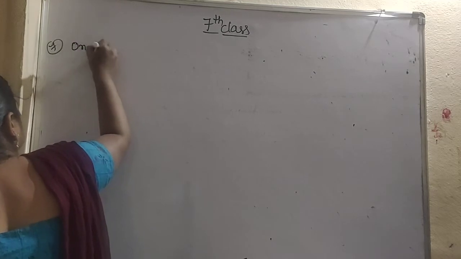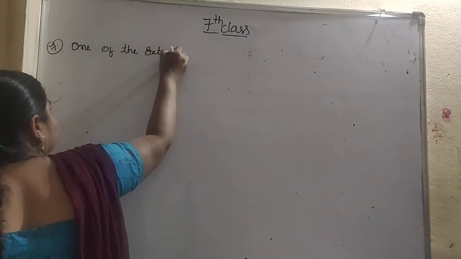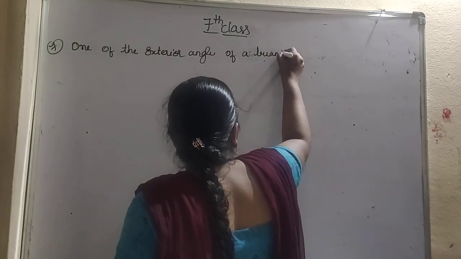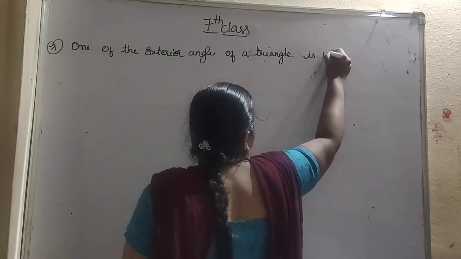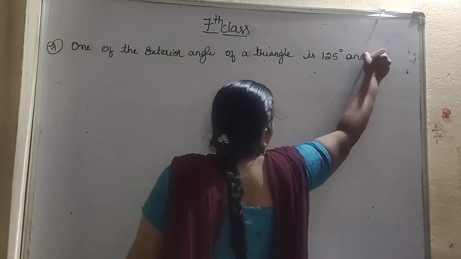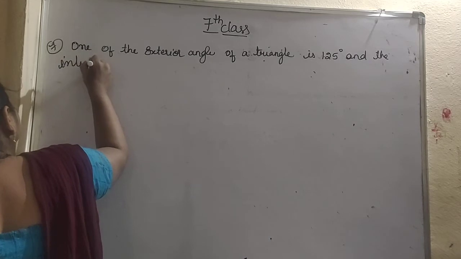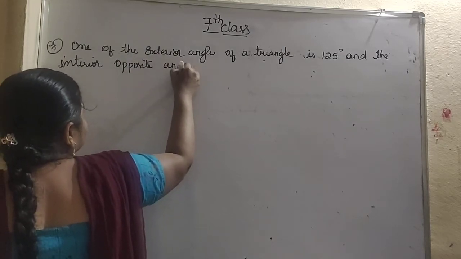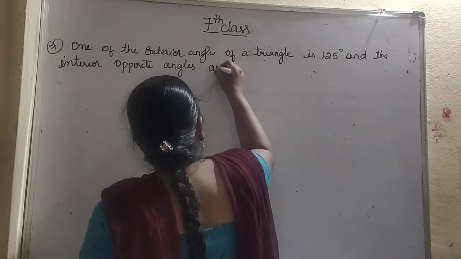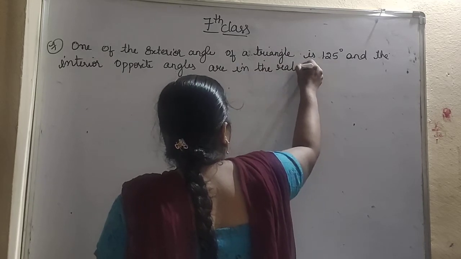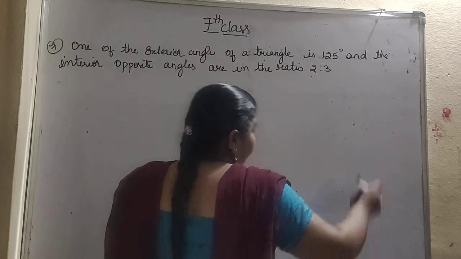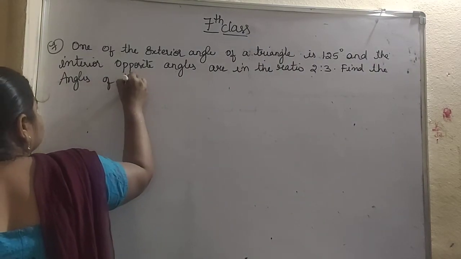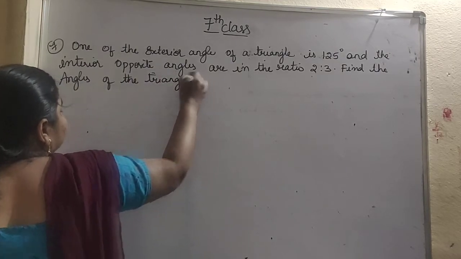one of the exterior angles of a triangle is 125 degrees and the interior opposite angles are in ratio 2:3. Find the angles of the triangle.